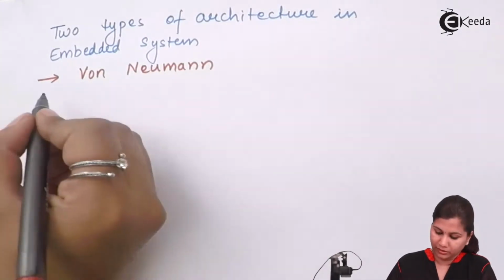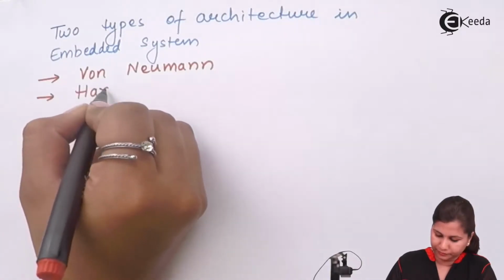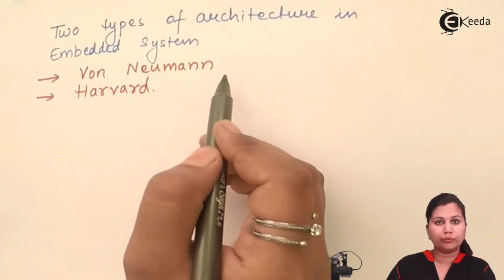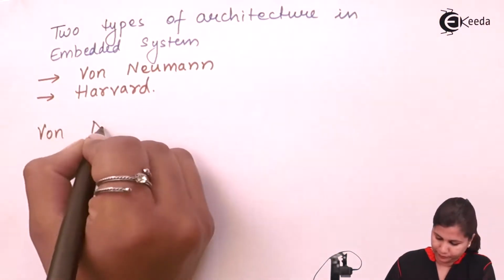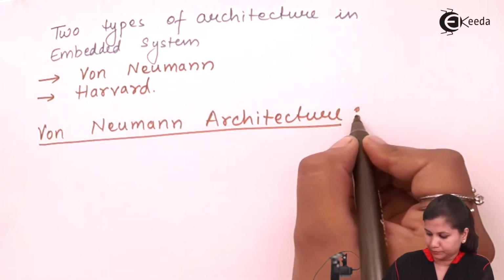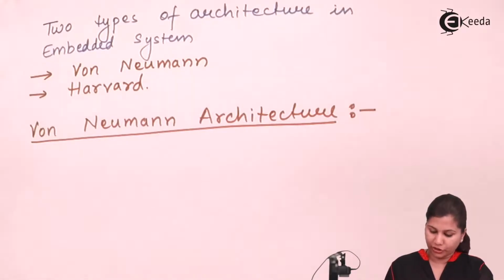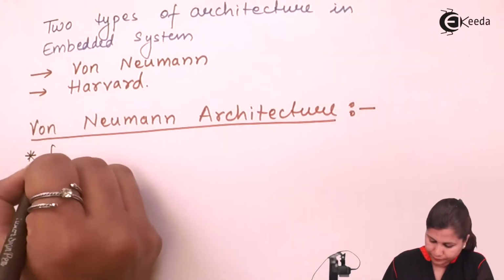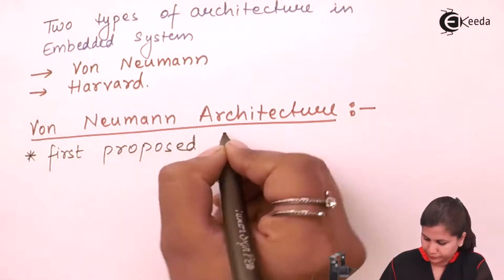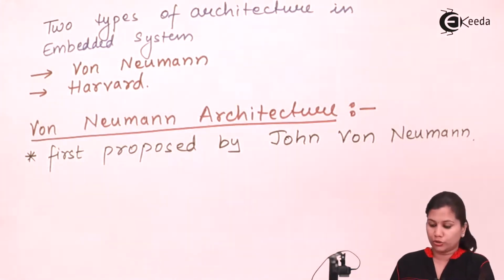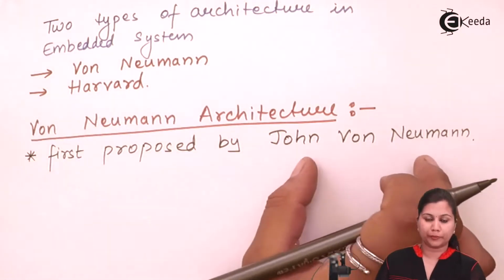Von Neumann and Harvard. These architectures are named after the scientists who developed them. Okay, so first we will start with the von Neumann architecture. This von Neumann architecture was first proposed by the scientist Neumann, so it is named after the scientist who proposed it.